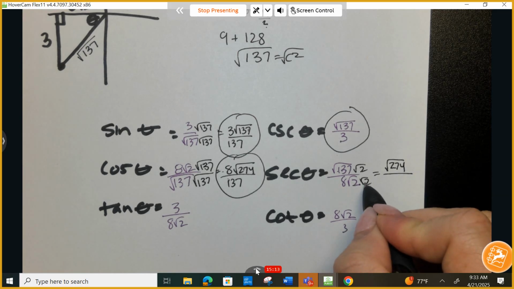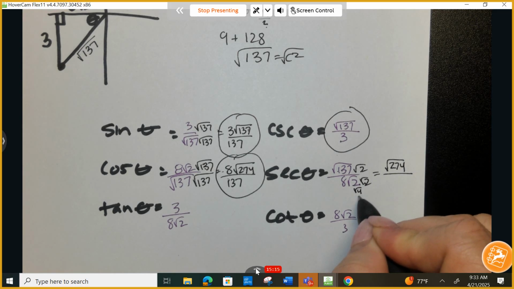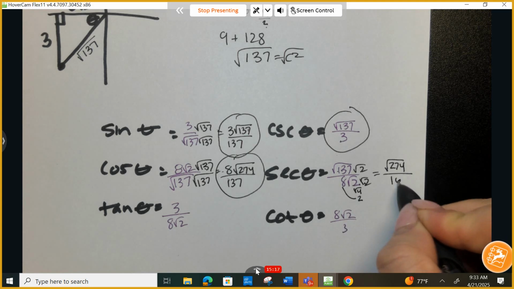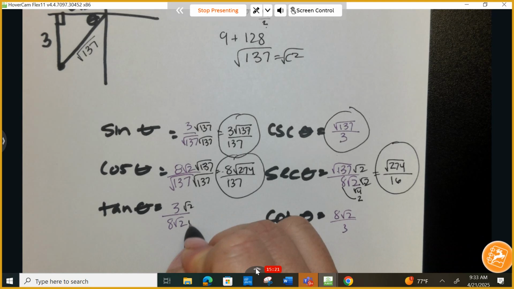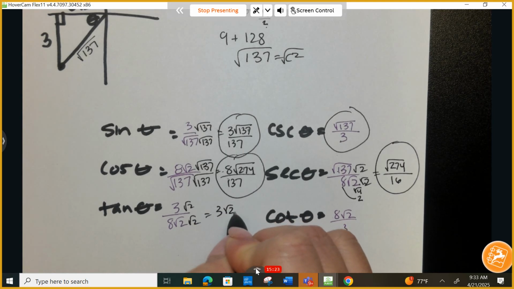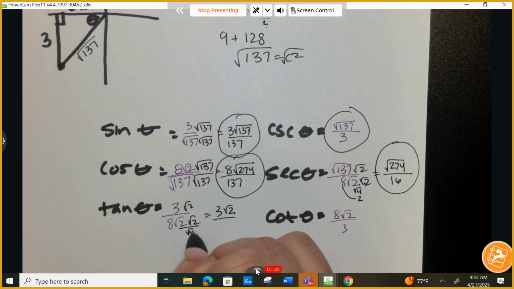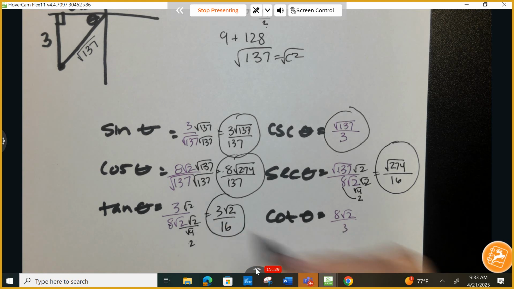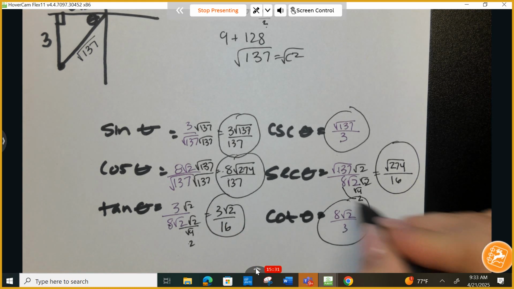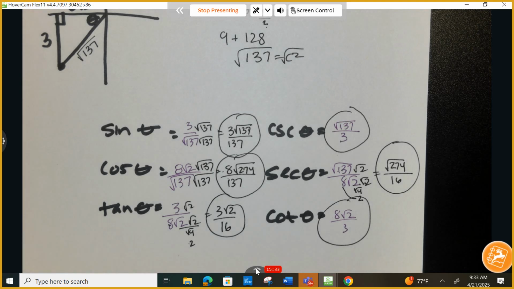2 times 2 is the square root of 4, and the square root of 4 is 2. 8 times 2 is 16. Times the square root of 2 times the square root of 2, I get 3 square roots of 2. Square root of 2 times the square root of 2 is square root of 4, which is 2. 2 times 8 is 16. 3 and 16 don't reduce. This is in proper form. If I stop now, I'm going to have this wrong.